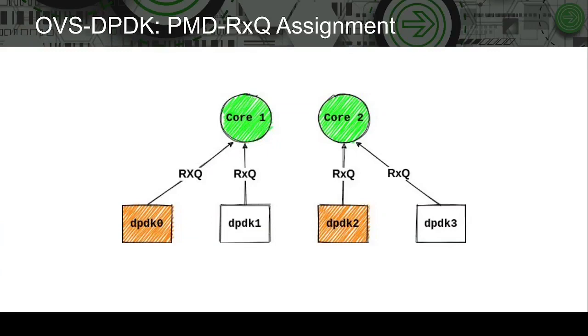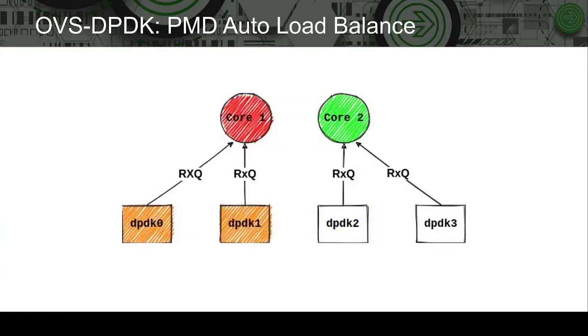But even with efficient assignments, traffic can change in time. So another thing OVS-DPDK can do is detect that the assignments are no longer efficient, and if they can be improved, then it can trigger the assignments to be redone. In this case, core 1 has become overloaded, so the PMD Auto Load Balancer could trigger for reassignments in order to balance the workload across the PMDs again.